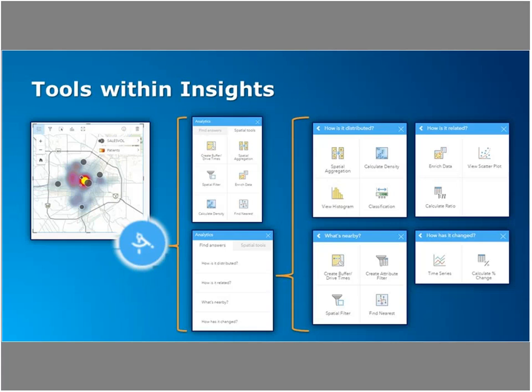So how is it distributed? Well, the best tools for looking at distribution are spatial aggregation, histograms, classifications, and calculate densities. What if it's by what's nearest? Well, you can do your create buffer, your drive times, your spatial filters, your find nearest. You can also create attribute features. You can go in and create your own custom values.